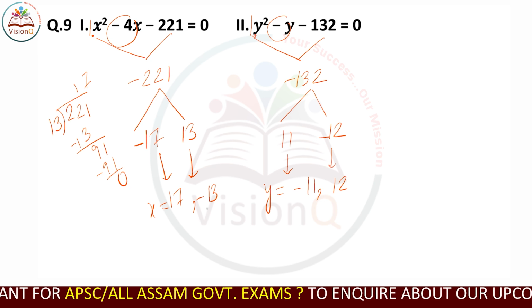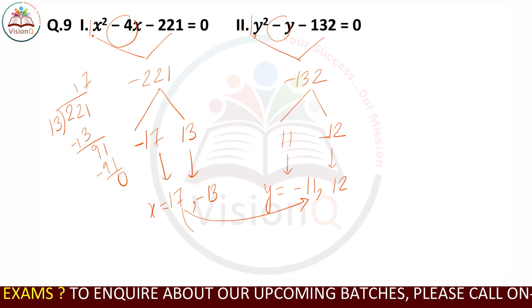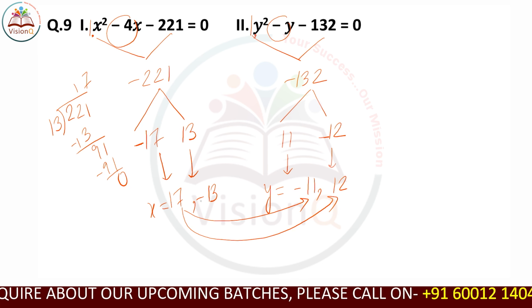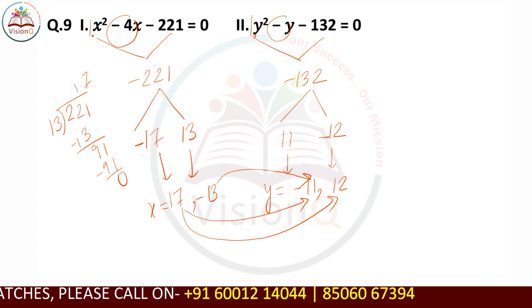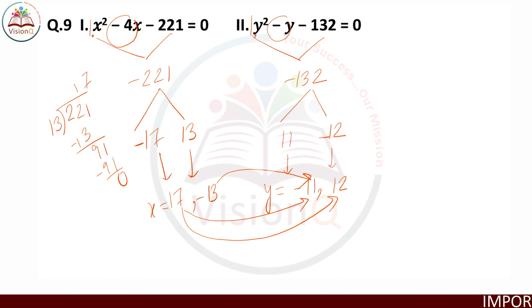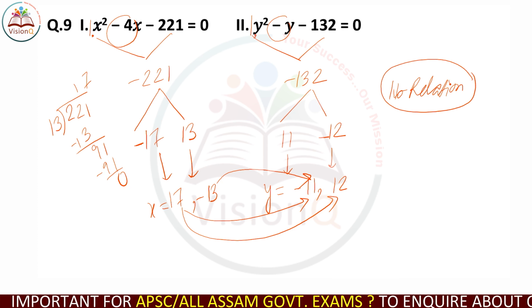So, if I compare x with y now, 17 is more than minus 11, 17 is again more than 12, and minus 13 is less than minus 11. So, x is greater than y and also x is less than y. So the answer is no relation, because it is not possible to compare x and y whenever the sign changes.